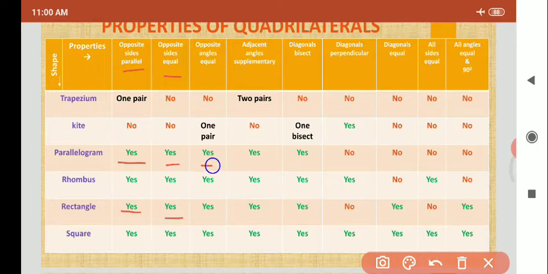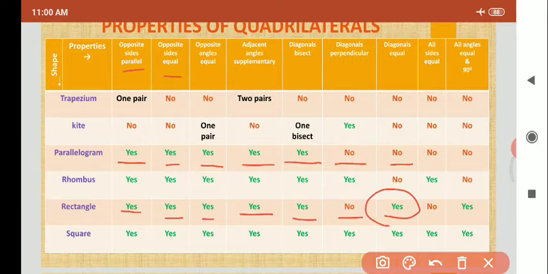Opposite angles are equal. Yes. In rectangle also. Adjacent angles are supplementary, yes, here also yes. Diagonals bisect, yes, here also. But diagonals perpendicular, no. Diagonals are equal in parallelogram, no. But diagonals are equal in rectangle. So it means rectangle has one more property than parallelogram. Every rectangle is a parallelogram, but every parallelogram is not a rectangle.